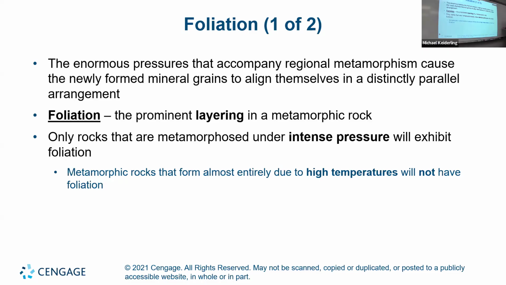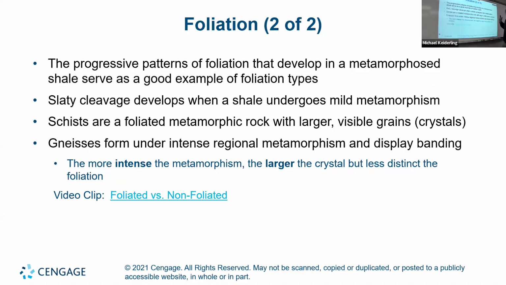But metamorphic rocks that form almost entirely due to high temperatures will not have foliation. So quartzite isn't foliated, marble isn't foliated. Those are primarily high temperature formation processes. And the progressive patterns of foliation that develop in a metamorphosed shale serve as a good example of foliation types.